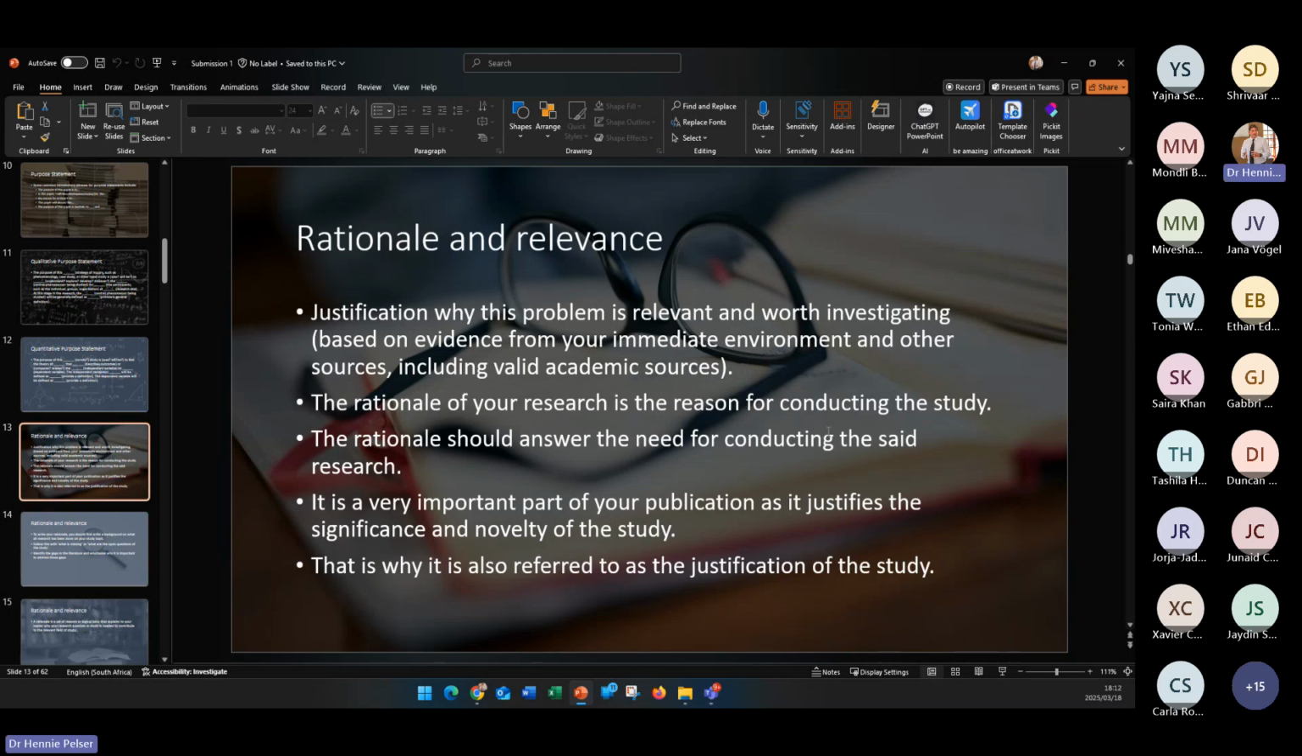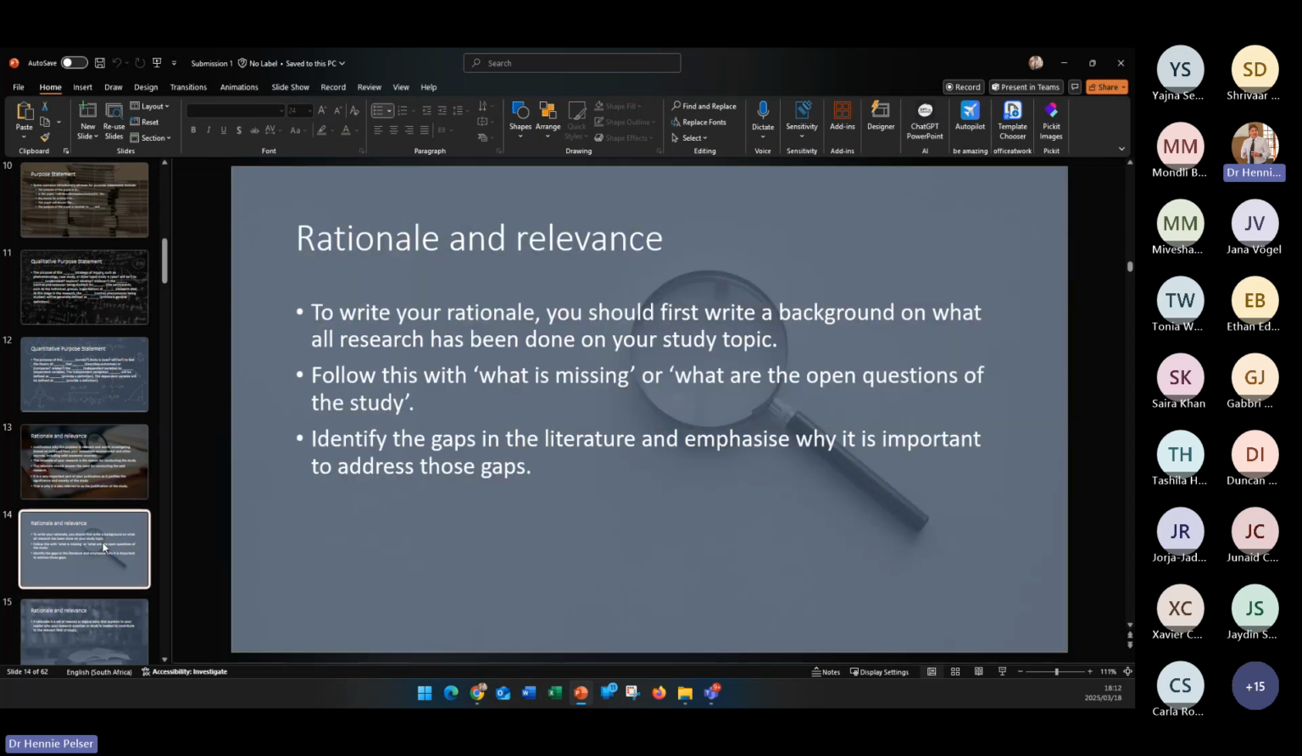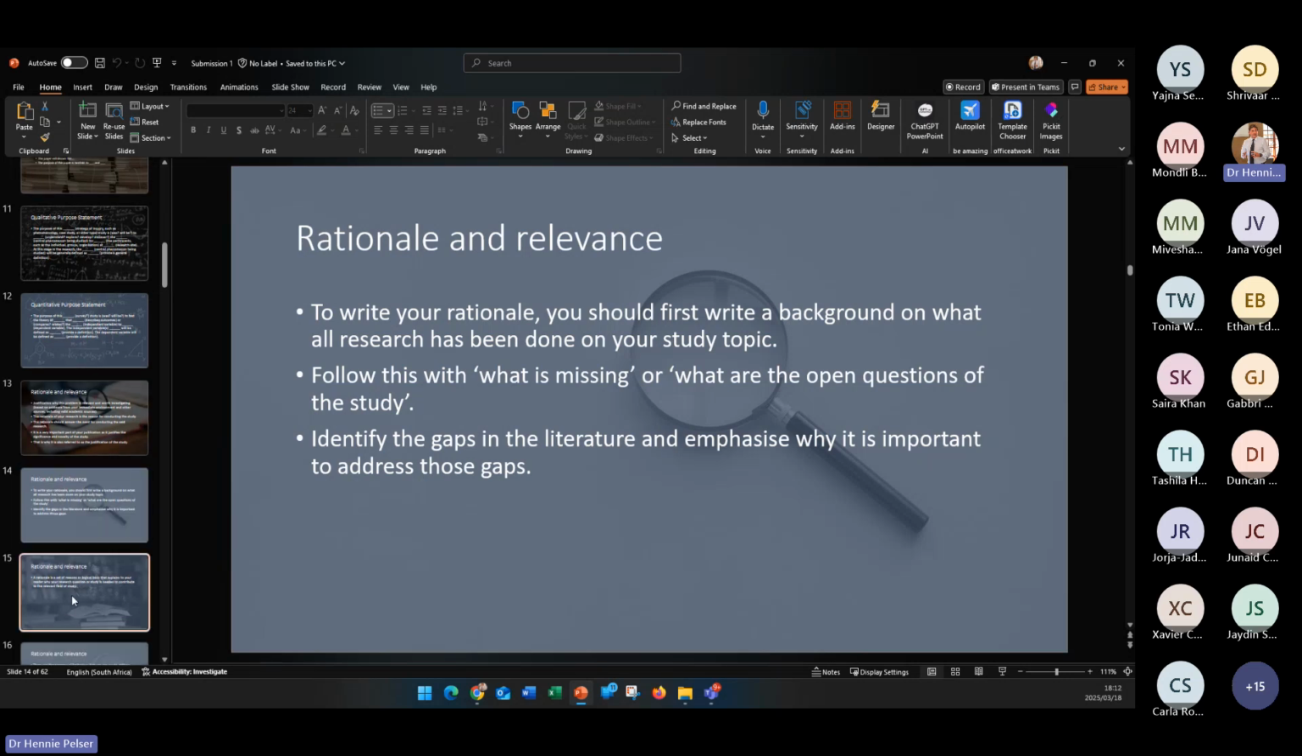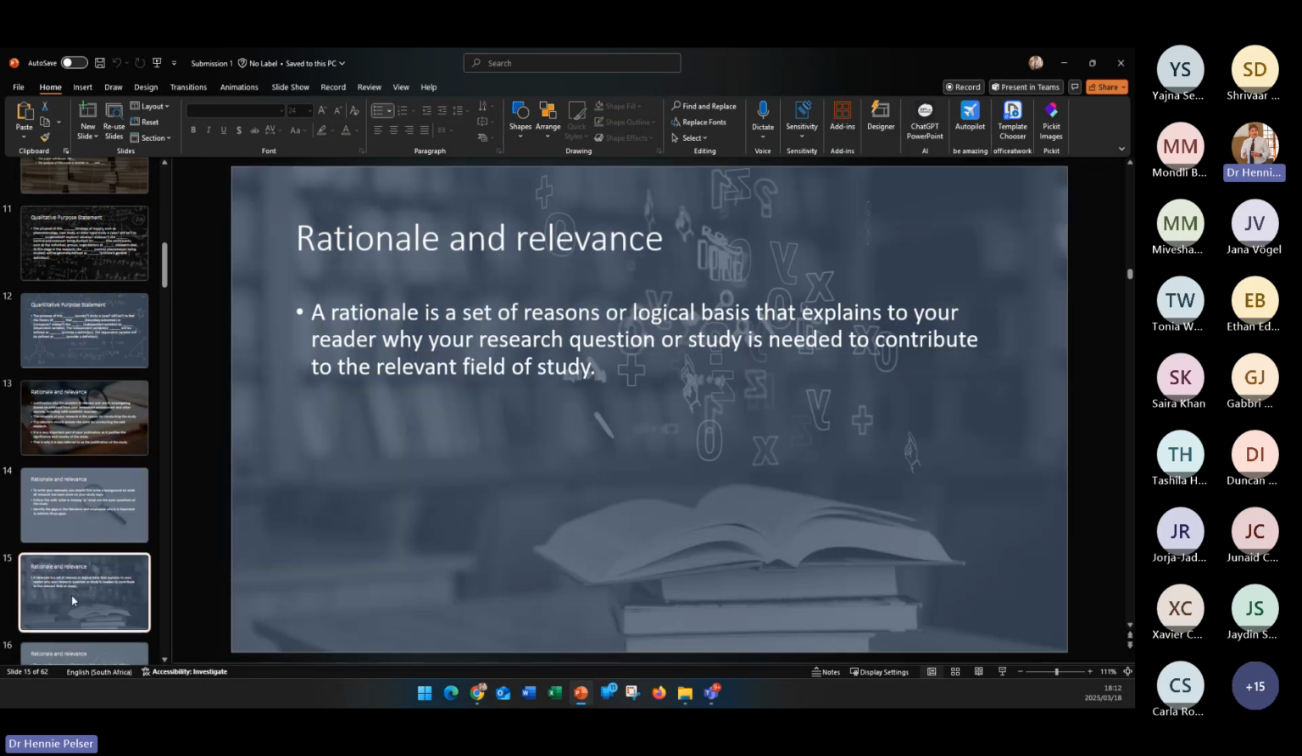So the rationale is, why do we want to do it? The reason for doing it. And again, guys, I give a lot extra. You don't have to get too carried away with your background because the background would be in your introduction already. And then you can see here, what is the logical basis for doing this? And often the logical basis is, if we don't do this, we're sitting with a disaster on our hands.